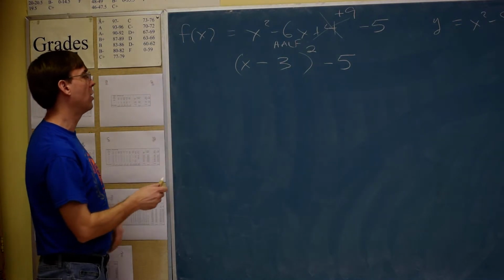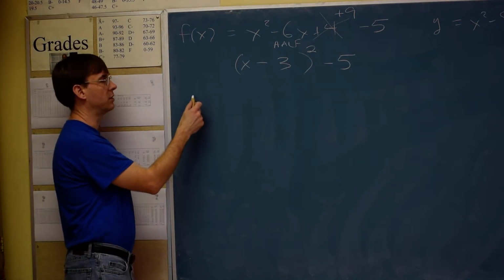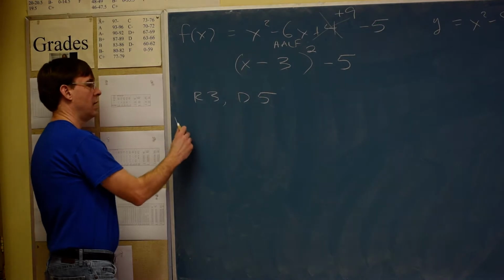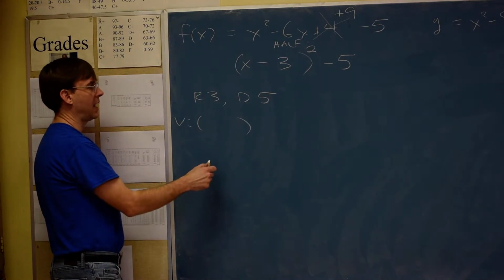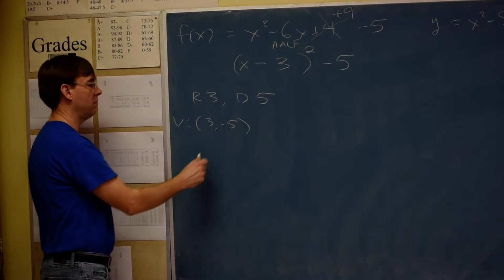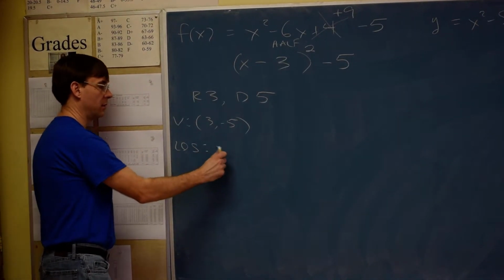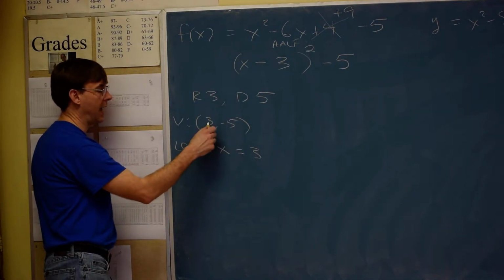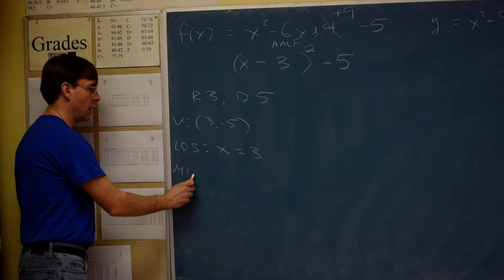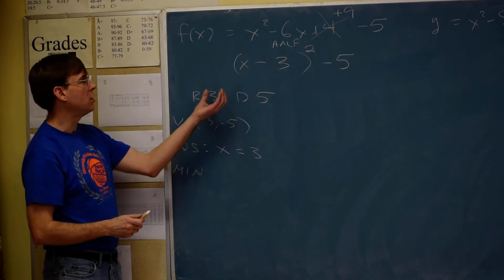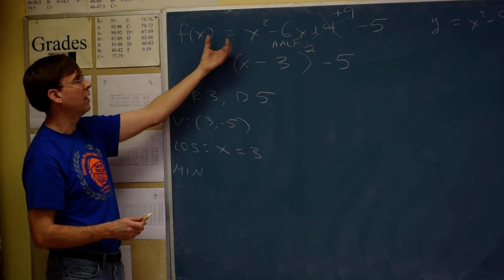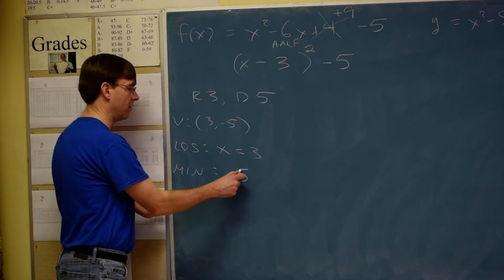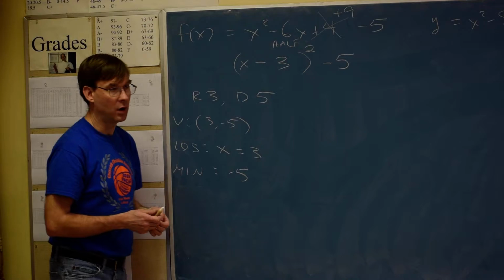Now we would go about doing all the same things we've been doing every day. We could write ourselves a description. This would be right 3. This would be down 5. That means it would have a vertex at the point (3, -5). That means the line of symmetry, which is always x equals, is x equals 3, because we're just stealing that number. We do a minimum point anytime it's a normal U that hasn't been flipped. This was never flipped, so it's a normal U, so that has a minimum point using the -5. And then we move on with our life.